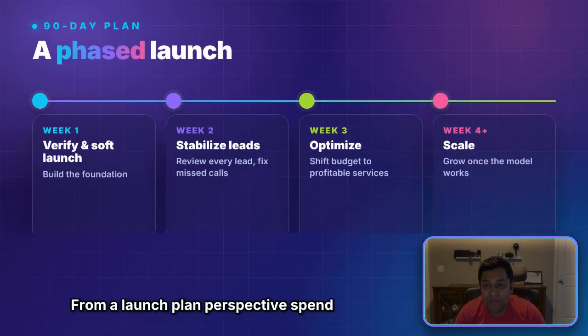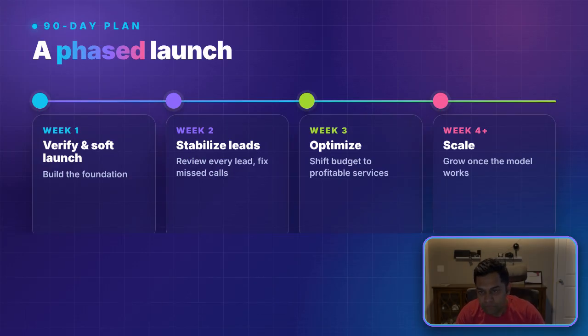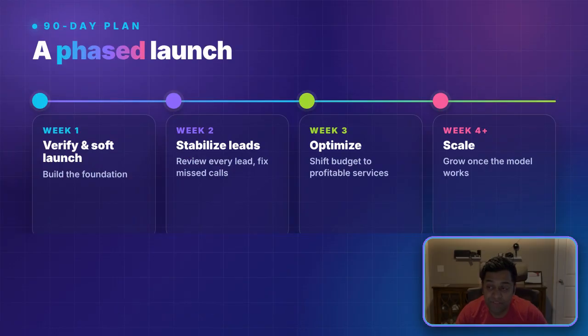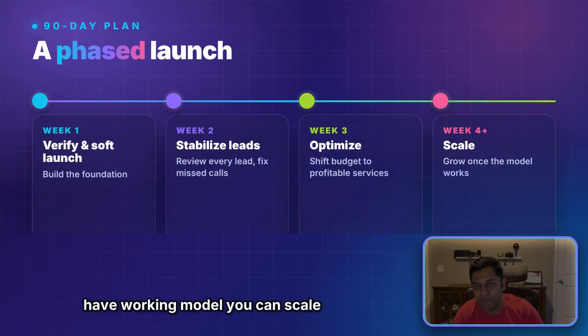From a launch plan perspective, spend one week to verify and do the soft launch, which is your foundation. Spend the next week stabilizing your lead handling, which is like reviewing every lead, tracking qualified versus junk leads, fixing missed calls, and tightening service area. The next week, optimize, so shift budget towards profitable services and locations, and pause poor fit services. And then finally, once you have a working model, you can scale.